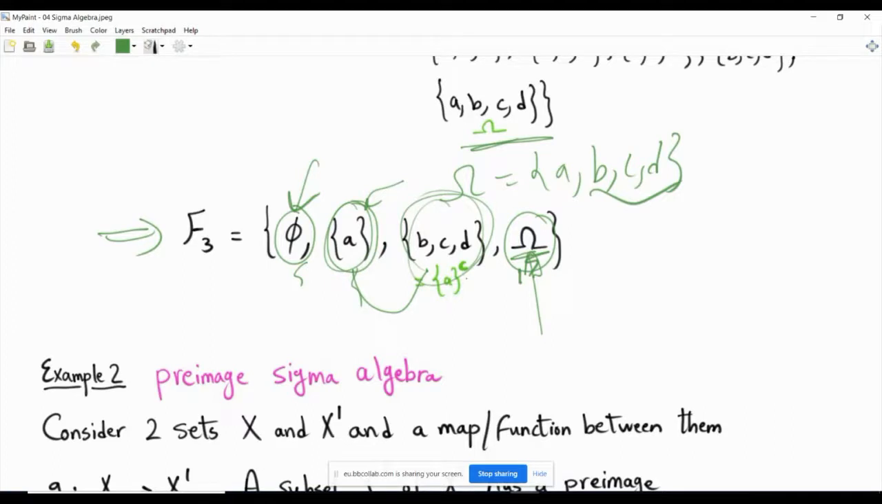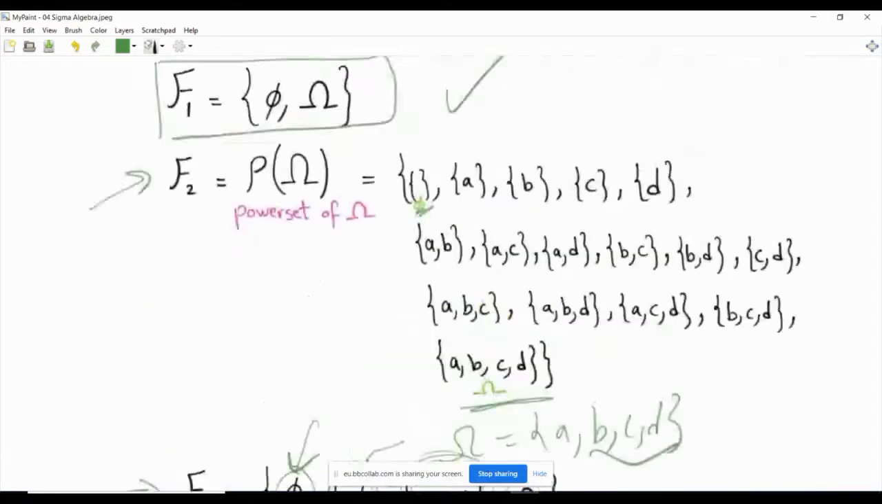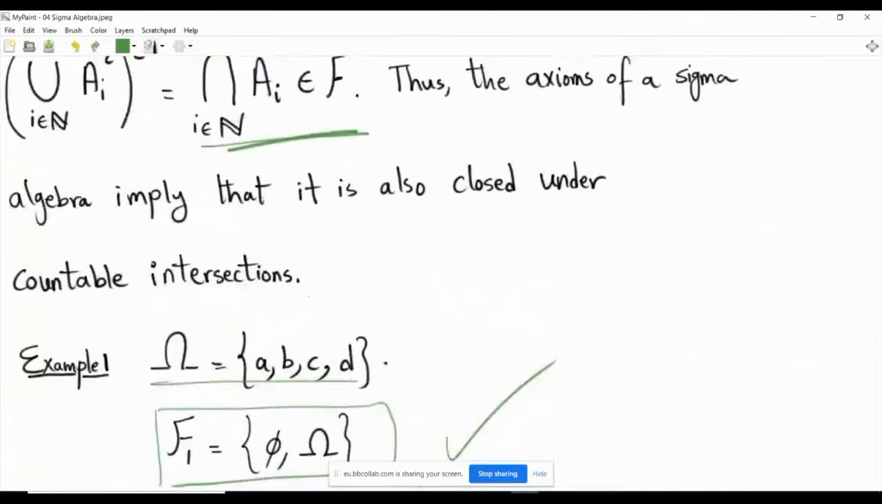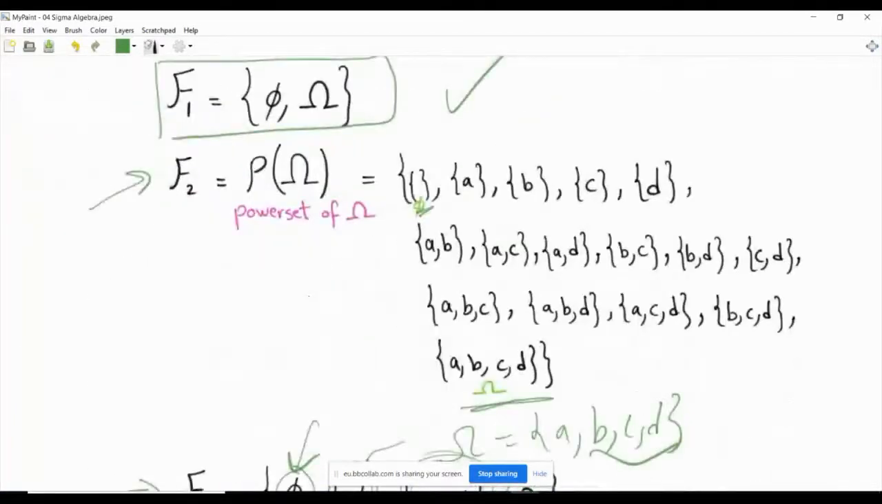Intersections: if you take the intersection of any of those and, let's say, phi, you will get phi, and it is there, and so on. Everything that characterizes a sigma algebra is satisfied, and so this is a sigma algebra. So those are basically three examples of sigma algebras.